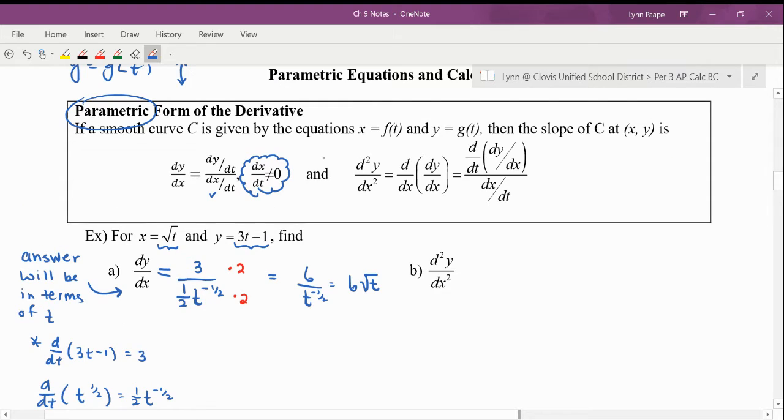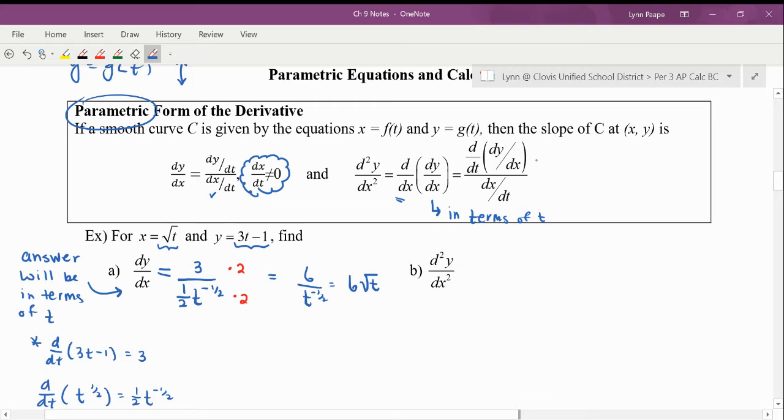So for my second derivative, this one throws people for a loop. So I'm first going to talk about the memorizing component, and then I'll talk about trying to understand a little bit as well. So when I find the second derivative, it means I'm taking the derivative again, right? And so keep in mind that this right here is in terms of t, but I need to take the derivative with respect to x.